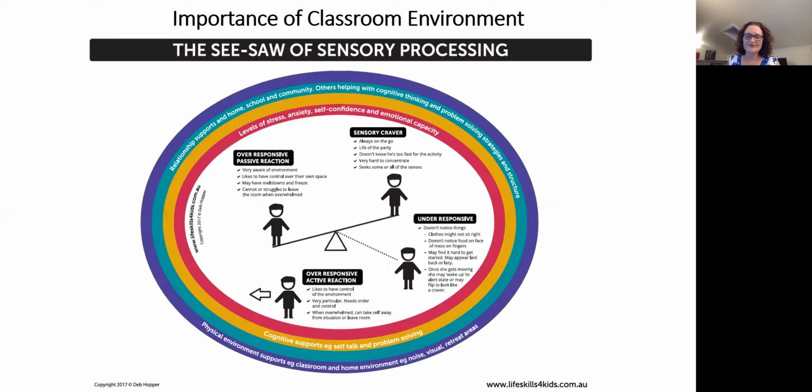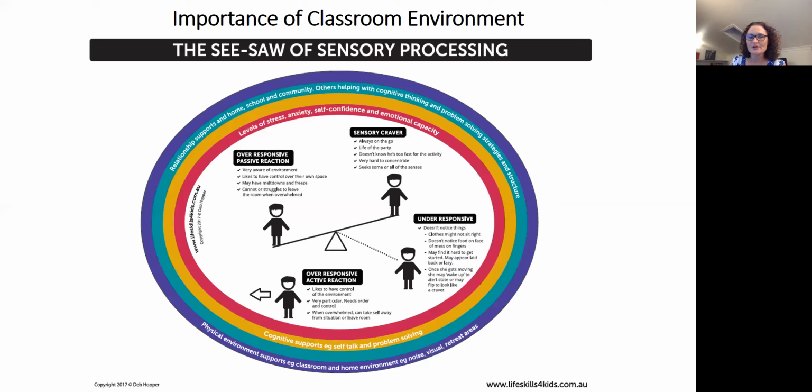So here we have the rest of the model, the seesaw of sensory processing, which is the model that I put together. So we have in the middle the different types of self-regulation like we've gone through previously. And I just want to mention the rings that go around the centre bit. So the first level is levels of stress, anxiety, self-confidence and emotional capacity.